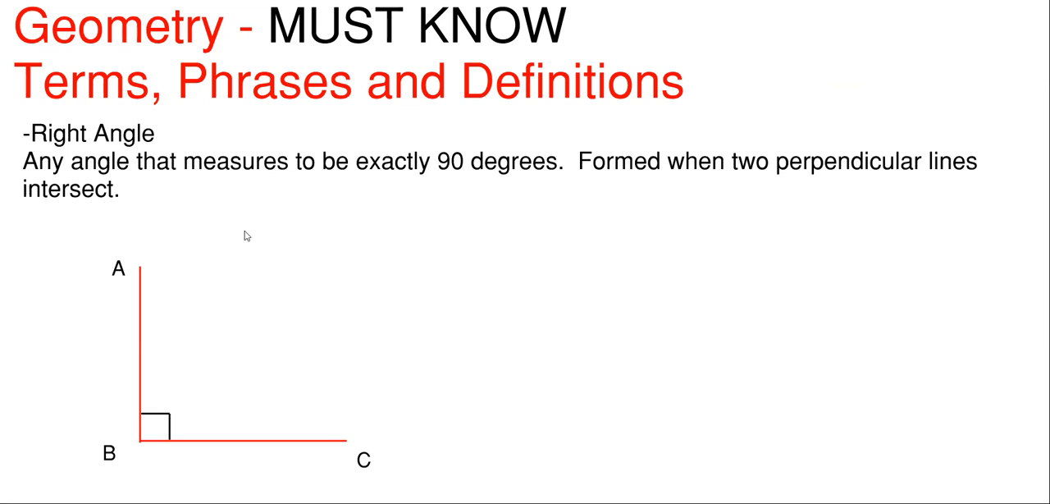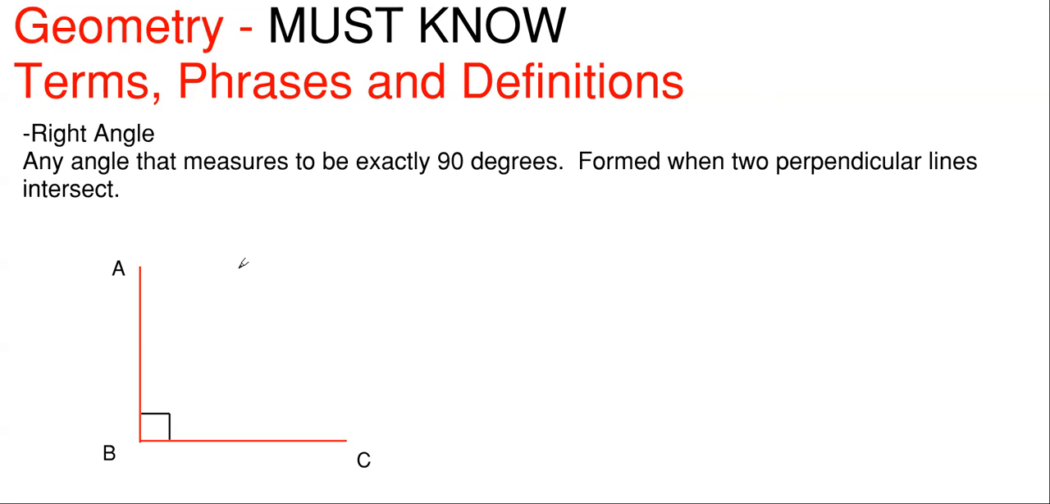is we're going to have our first one up, which is a right angle. Now, some of these you may have heard of. Some of these are probably new to some people. So we're just going to go over every single one as if you've never heard them before. So right angle is our first one. So a right angle is any angle that measures to be exactly 90 degrees. And this is only formed when two perpendicular lines intersect.